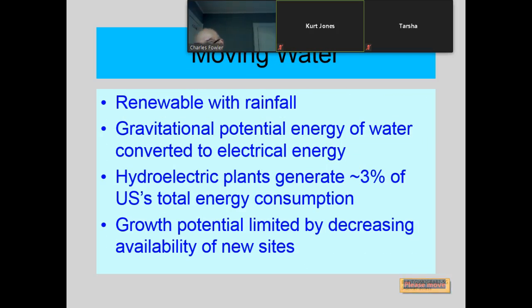Okay. What I was just saying, bullet number 2 here, gravitational potential energy of the water at the top of the dam converted to kinetic energy as the water falls through the dam. That turns the turbines, making electrical energy. There's the energy conversion process. Okay. Oh, and here it is, about 3% of the U.S. total energy production. It hasn't changed. The growth potential is limited by decreasing availability of new sites.